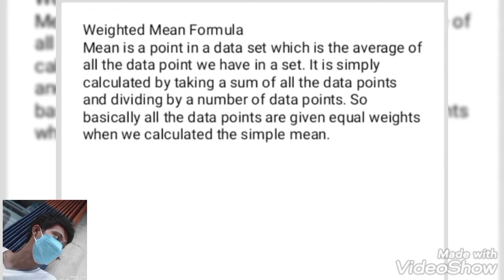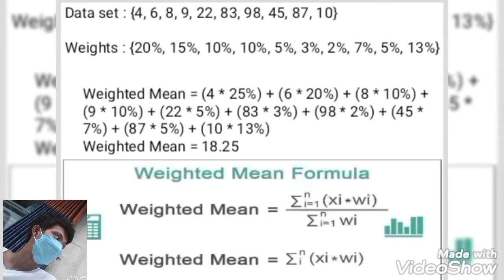So, magbibigay tayo ng example dyan. Ito yung formula at kung paano gagawin. Ito yung dataset natin: 4, 6, 8, 22, 9, 83, 98, 45, 87, 10. Yan yung dataset natin. Sa weight natin, 20%, 15%, 10%, 10%, 5%, 3%, 2%, 7%, 5%, and 13%.